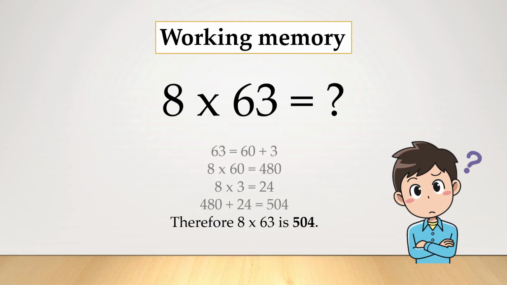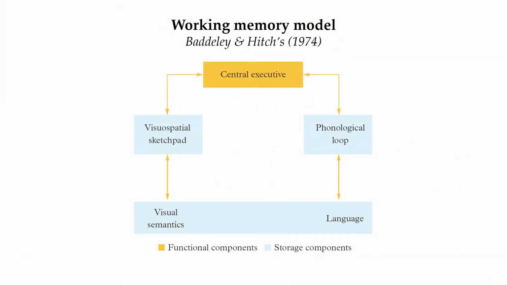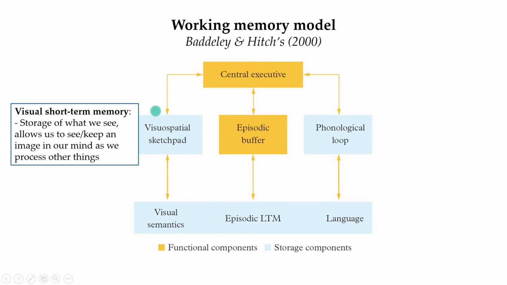So this model of memory, the working memory model, was proposed by Baddeley and Hitch in 1974, but updated by the same people in 2000 to include a couple of extra things. There is quite a lot happening in this diagram, so let's take a look at some important parts, starting over here with the visuospatial sketchpad. That is basically visual short-term memory. So it's storage of what we see. It allows us to see or keep an image in our mind as we process other things. It's basically our short-term memory of all things visual.